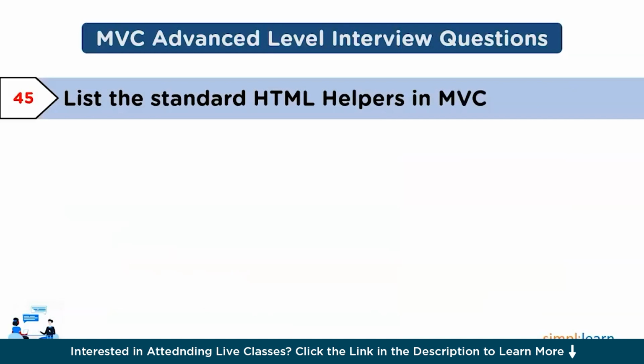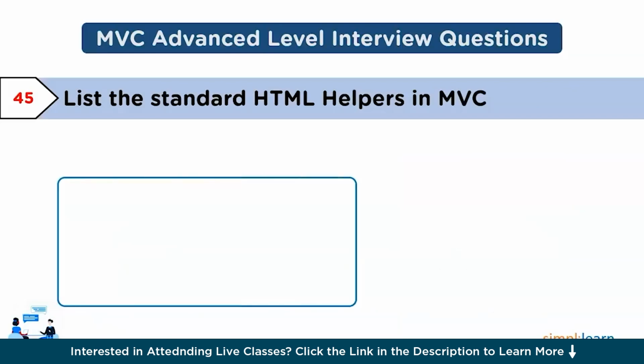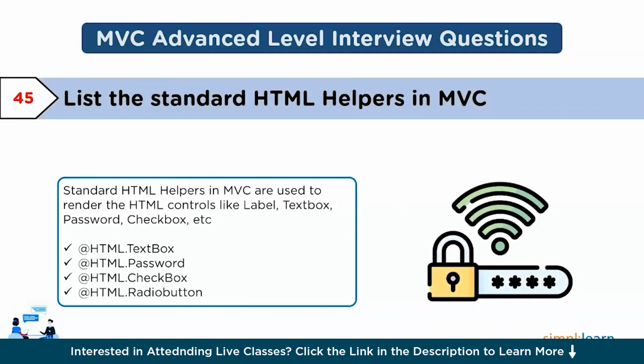List the standard HTML helpers in MVC. Standard HTML helpers in MVC are used to render the HTML controls like label, text box, password, checkbox, etc. Some of the standard HTML helpers in MVC are HTML text box, which is used to create a text box. HTML password is used to create a text box with password identity. Next we have HTML checkbox. It is used to create the property in the checkbox. HTML radio button automatically displays the property in the radio button.